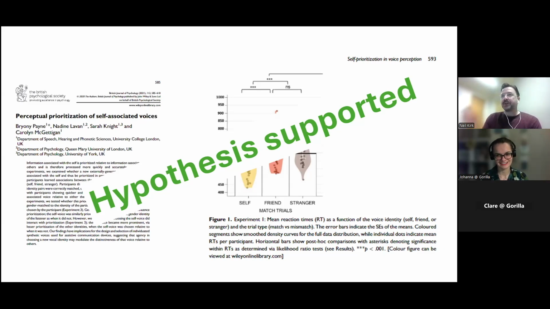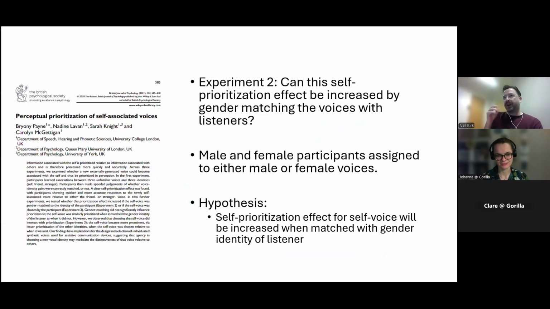So in a second experiment, they wanted to investigate whether having greater links with the self, with this external voice, would boost the self-prioritization effect. And how they investigated that was by gender matching the voice that you got with your own gender, or they had gender mismatching voices. And so the hypothesis here was that if there was more similarity between this external voice and the actual self, you should prioritize it more.